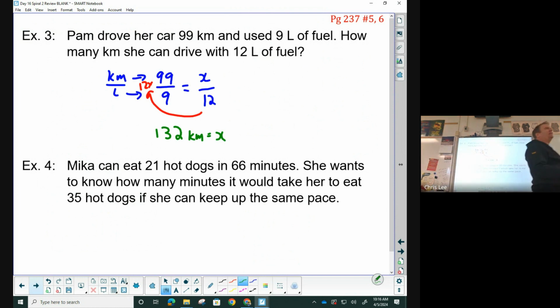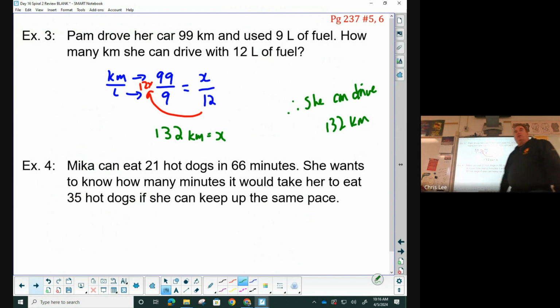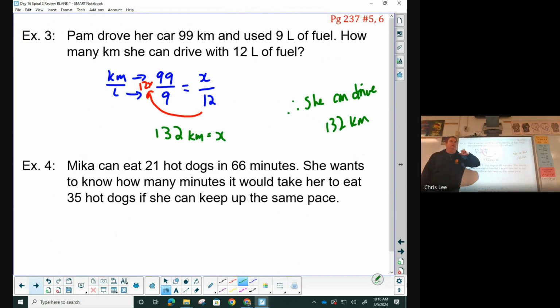Technically, I don't have a sentence here, right? She can drive 132 kilometers. And your car, most of the new cars will tell you this right on their dashboard. They'll tell you how many kilometers you can go before you're empty. Right? It's doing this ratio all the time. Some cars have half gas and half electric.